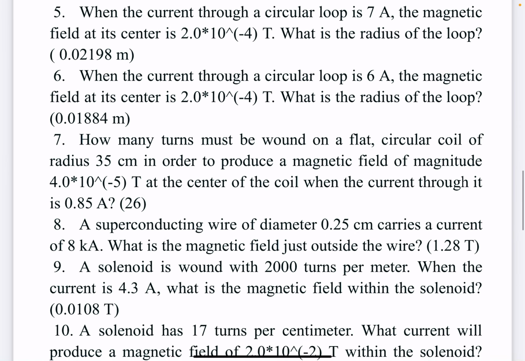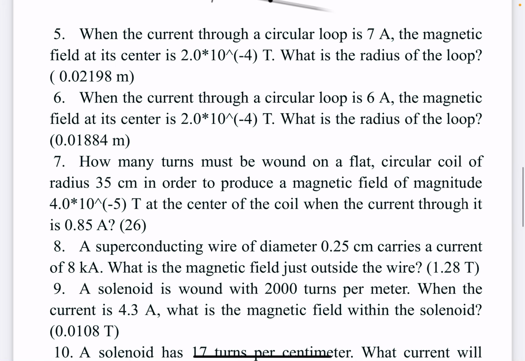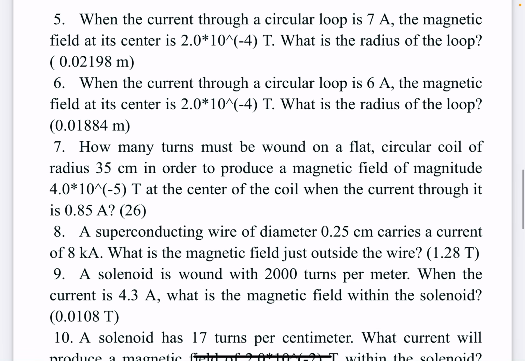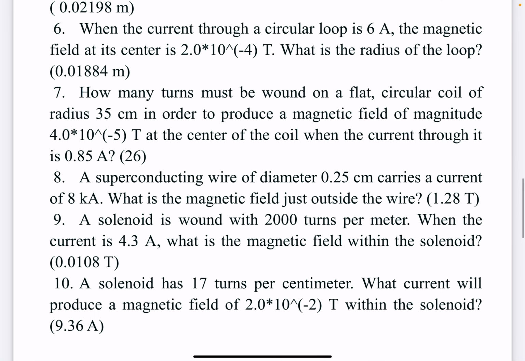Okay, problem number 6. When a current throughout a circular loop is 6 amperes, magnetic field at center is given. What is the radius of the loop? So basically this is almost the same problem. Okay, problem number 7.